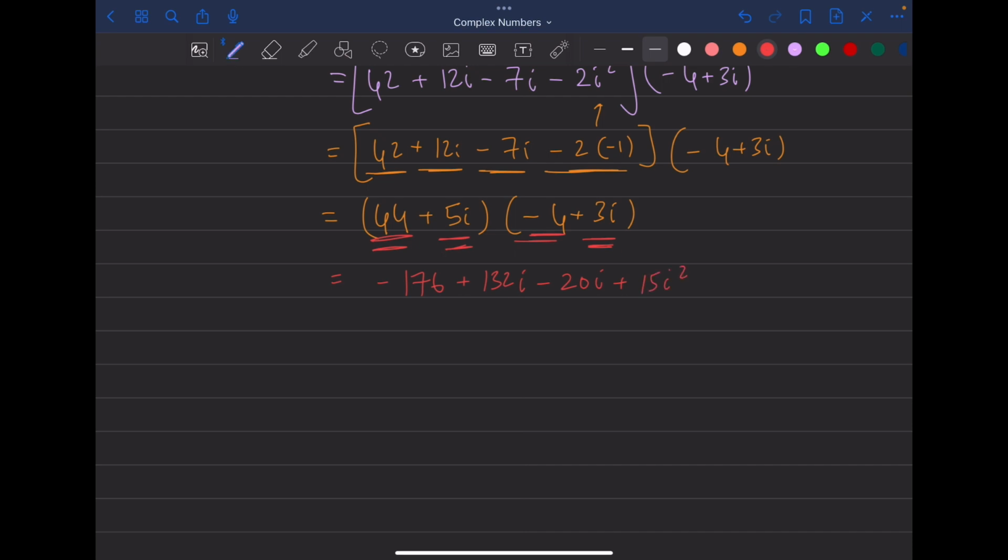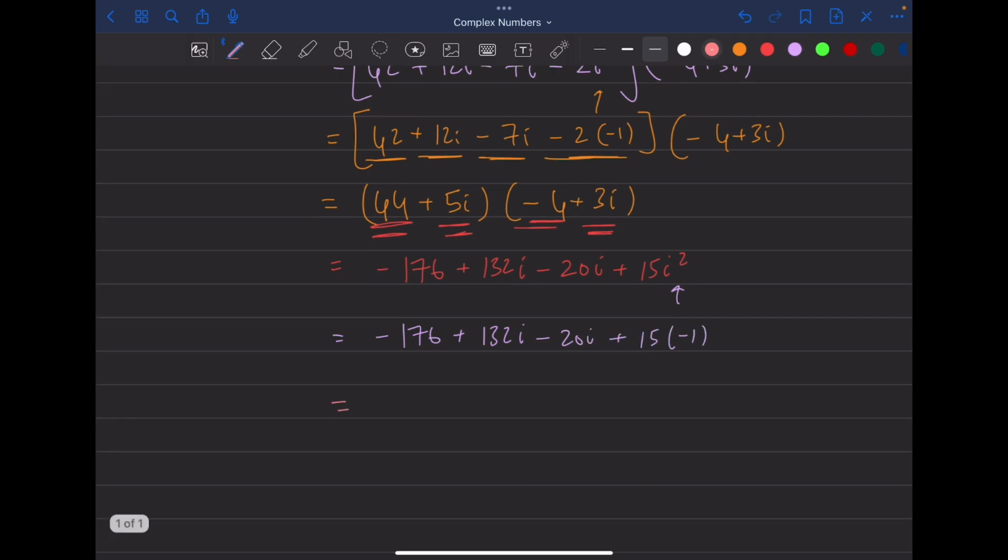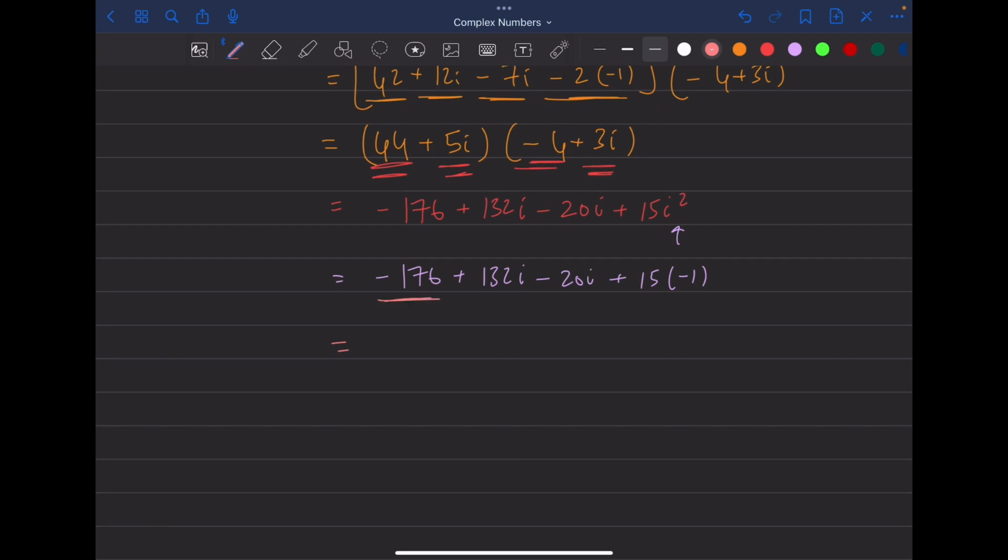Once again, let's substitute our negative 1 into i squared. We have negative 176 plus 132i minus 20i plus 15 times negative 1. Let's start combining like terms. We have negative 176 minus 15. That's going to be negative 191. 132i minus 20i is just positive 112i. And that is our final answer.